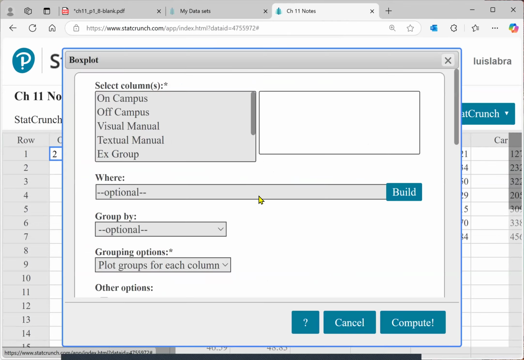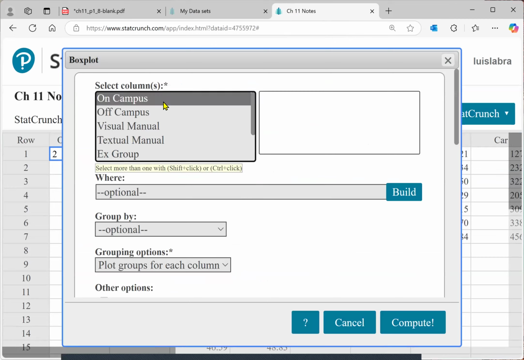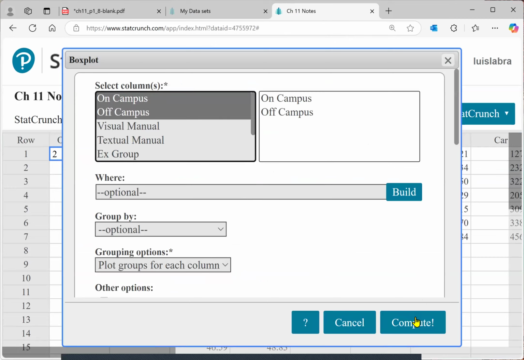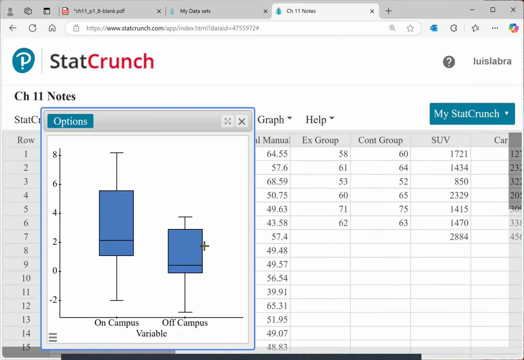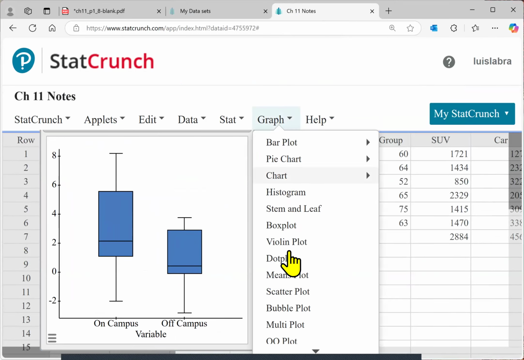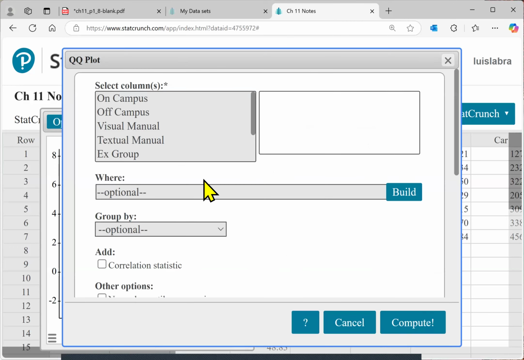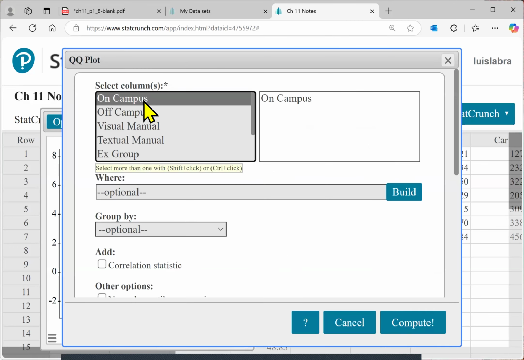We're going to do a box plot of the on-campus. Really, we're going to do it for both. So let me just highlight both. So that's pretty good. Remember, we're looking for outliers. And then we're going to do graph QQ plot. We're on and off.